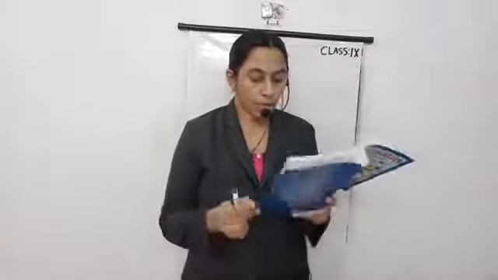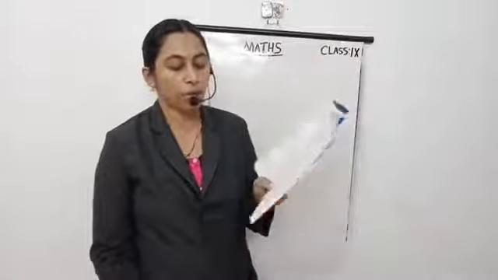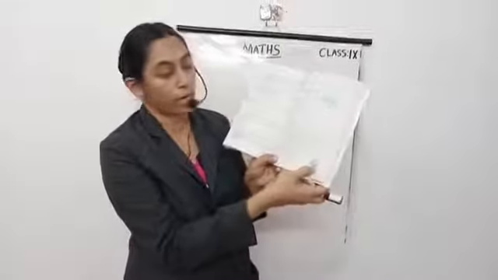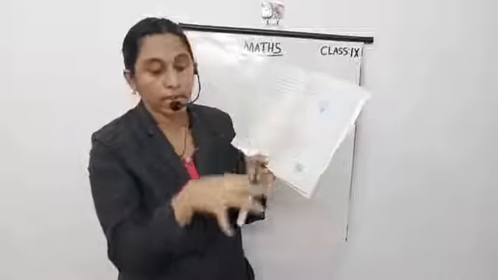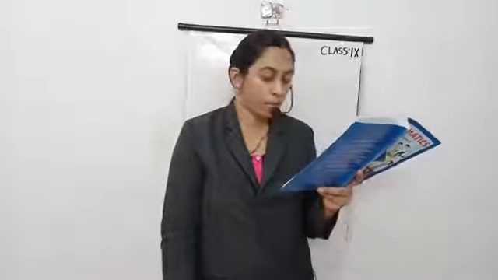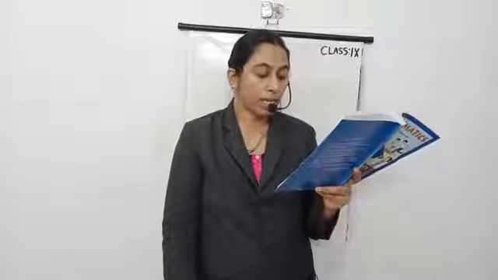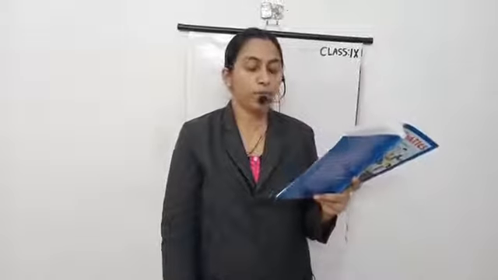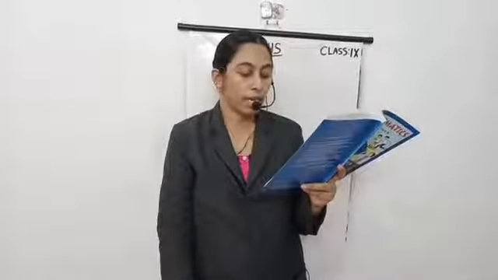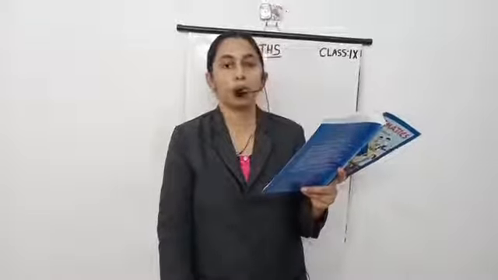Now question 9. A right circular cylinder just encloses a hemisphere of radius r. See figure 13.22. This figure is just enclosed inside that cylinder. First, the surface area of the sphere. Second, the curved surface area of the cylinder. And third, the ratio of the areas obtained in 1 and 2. That is, the ratio of the surface area of the sphere and the curved surface area of the cylinder.